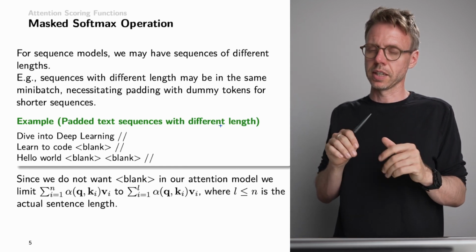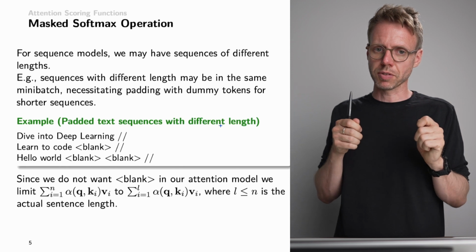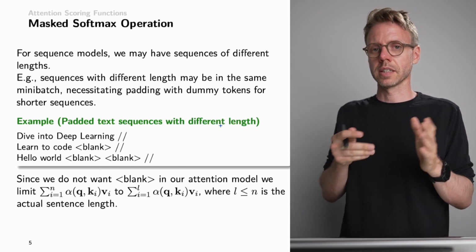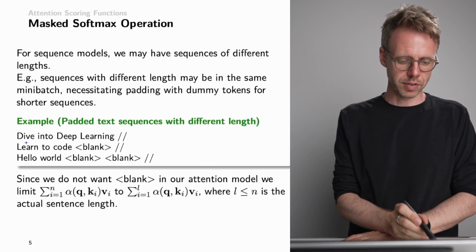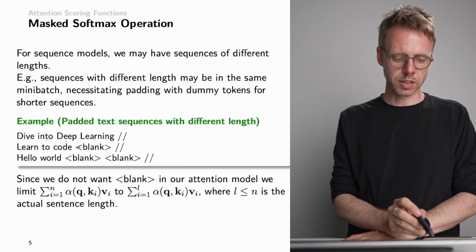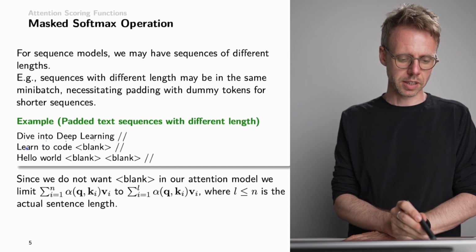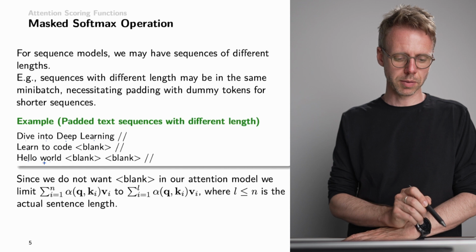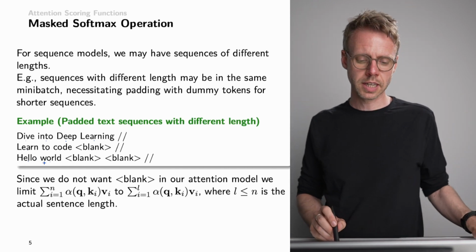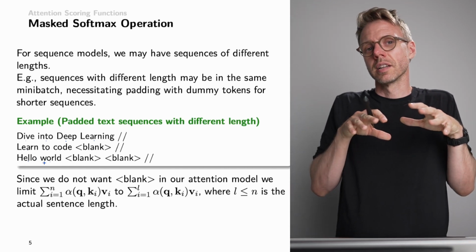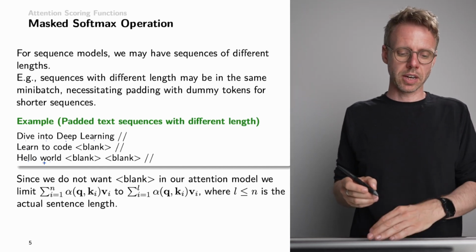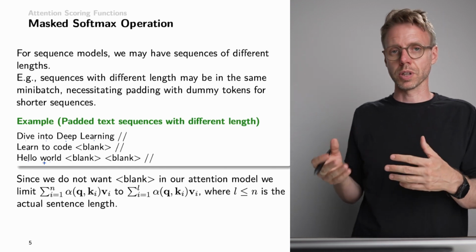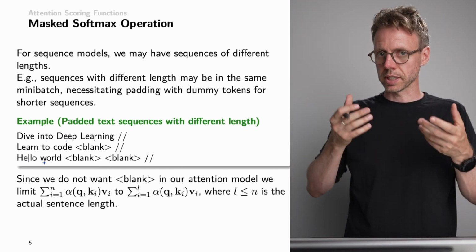Now, if we deal with sequence models, we have to be a bit careful because sequences might be of different lengths. For example, we might have a sequence of 1, 2, 3, 4 tokens. We might have another sequence of 3 tokens and another sequence that only contains 2 tokens. And during training, they might all end up in the same mini batch. Of course, we want to still be able to process them together.